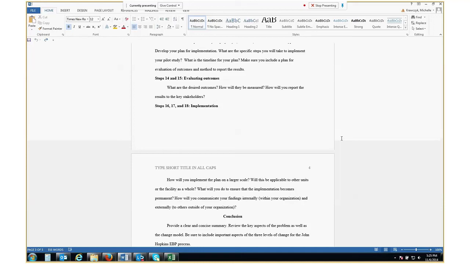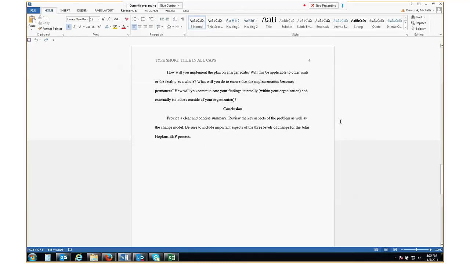And then we're going to go to the conclusion. In this conclusion, you should review the key aspects of the problem and discuss the change model. Make sure you discuss the change model briefly in your conclusion. Your whole paper is based on it, so to not have it in the conclusion would not be a good review of your entire paper. Then review the important aspects of that. Again, no new information should be put into the conclusion, but if somebody quickly read just your conclusion, they should have a good idea what your paper was about.